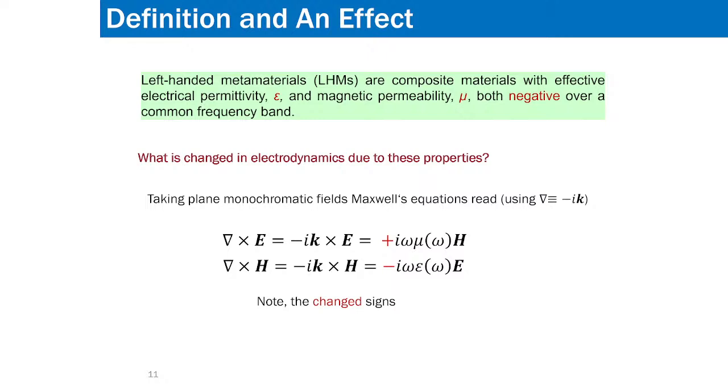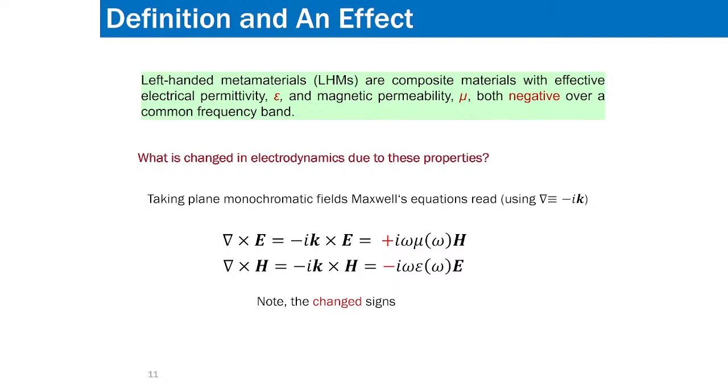This we can easily verify if we use the variation of the field as e to the power minus jk·r, the variation in position. So if we consider the spatial variation to be e to the power minus jk·r, then we can find out what del is. Del will be equivalent to minus jk. So we can always replace del with minus jk in Maxwell's equations.